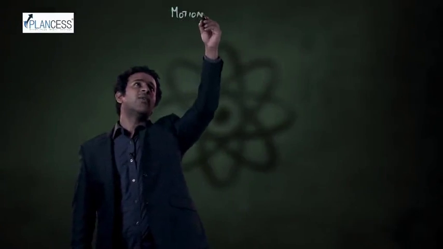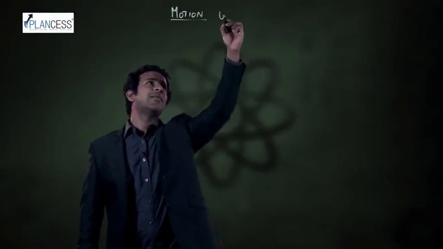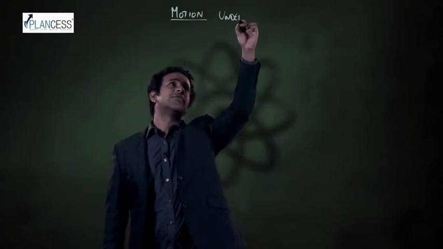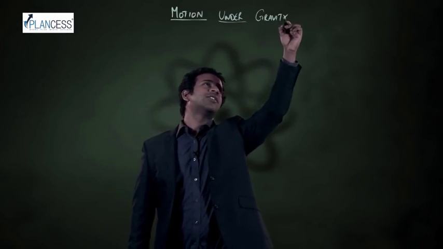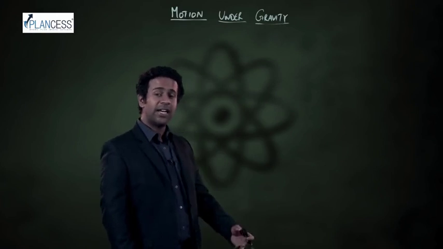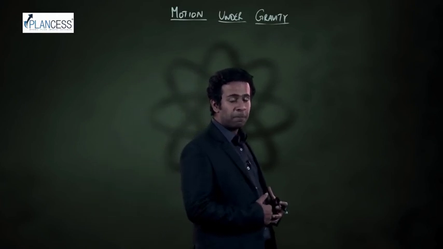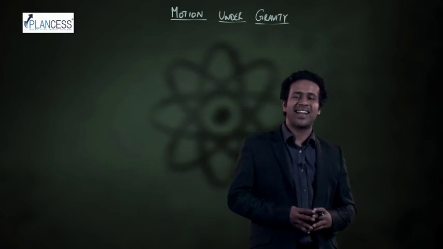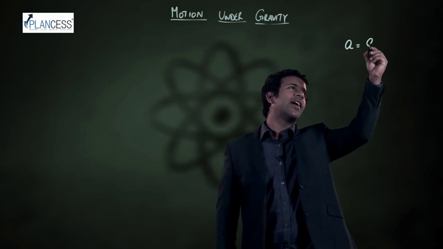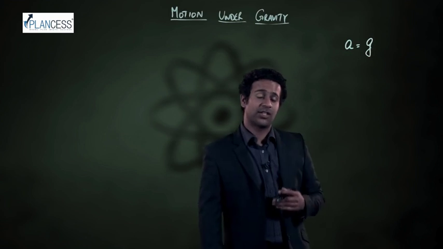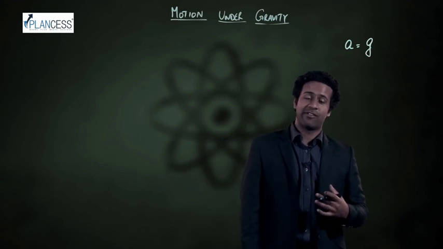Hello again. In this session, we will study motion under gravity. The reason why we are separately studying motion under gravity is because whenever something falls or moves freely under the influence of gravity, it has a constant acceleration. A constant acceleration which is denoted by the symbol g and is called the acceleration due to gravity.